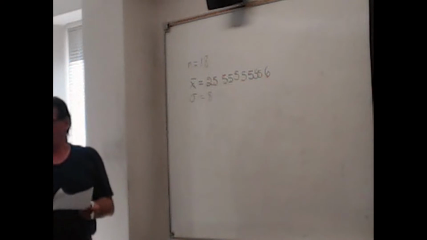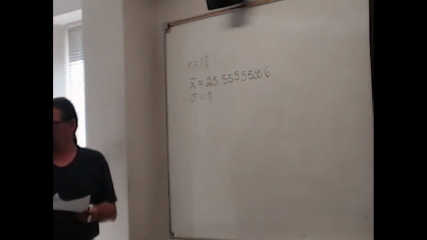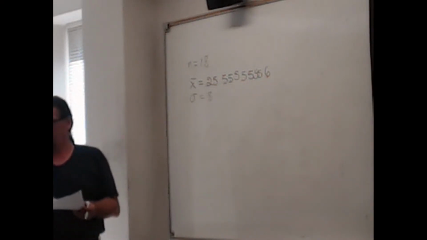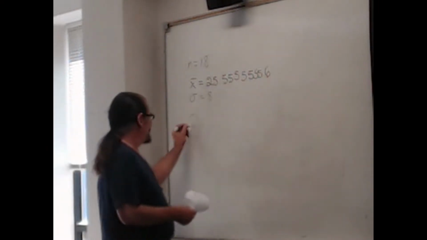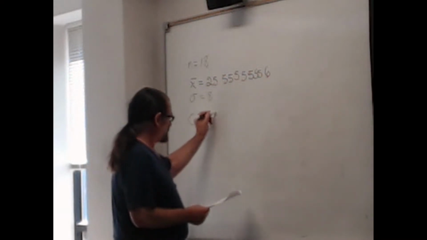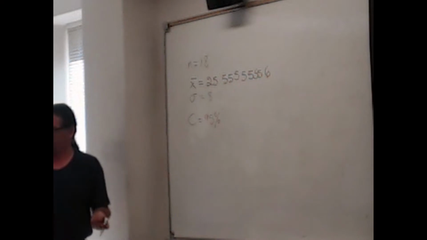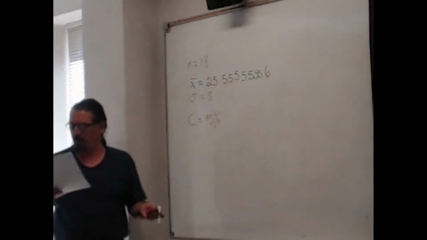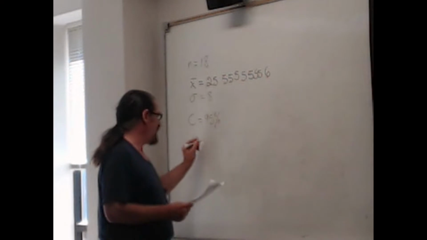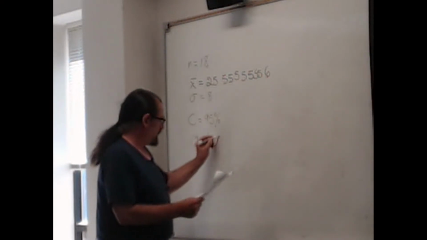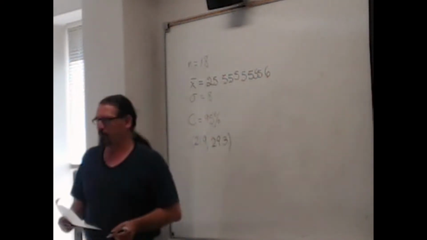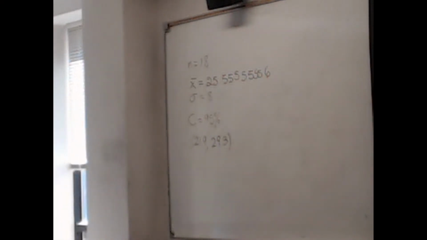And at the very beginning of Friday, we came up with a 95% confidence interval. If I remember correctly, we rounded at the end to the nearest tenth, and I think we came up with 21.9 as the lower bound, and 29.3 is the upper bound. Is that correct? Okay. All right.